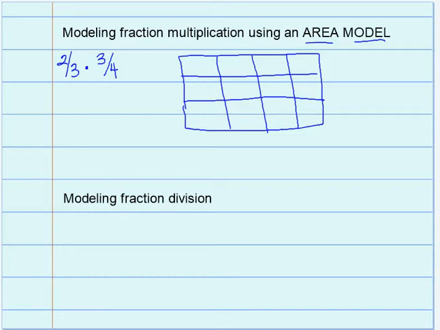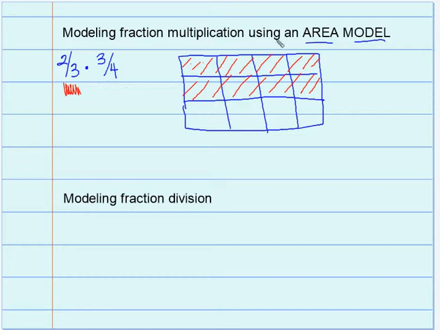Okay, so we're going to use red to shade in 2/3 of our whole unit. Remember that the rows were the thirds, and we have 2/3 of them. So I need to shade in there's 1/3, and here's the second third. And then this last row would be the third third. Okay, so I shaded in 2/3. Now I'm going to multiply that by 3/4.